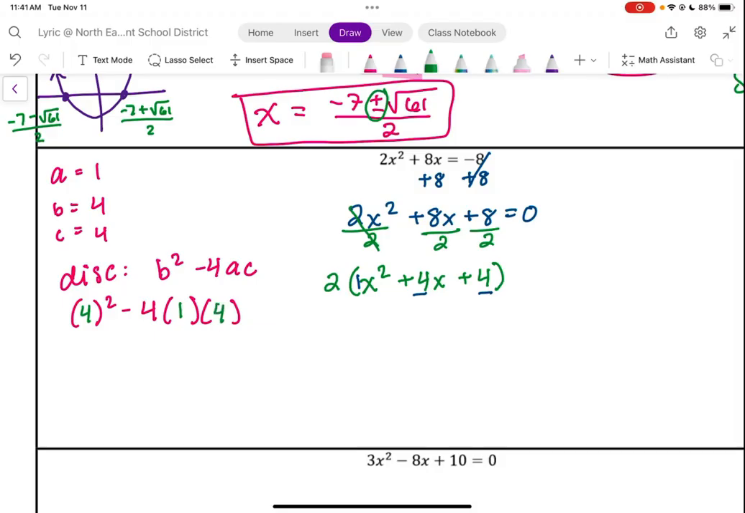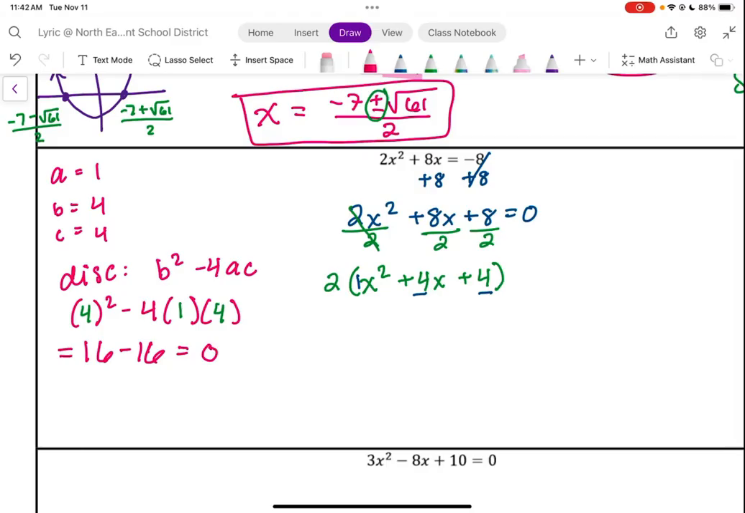Notice how I'm using parentheses for everything I plug in. If you're going to use your calculator, it's very important that you use parentheses on everything you're plugging in. All right, let's calculate. So putting this in your calculator, you should get 0. Doing it by hand, 4 squared is 16, and -4 times 4 is -16. That ends up being 0.